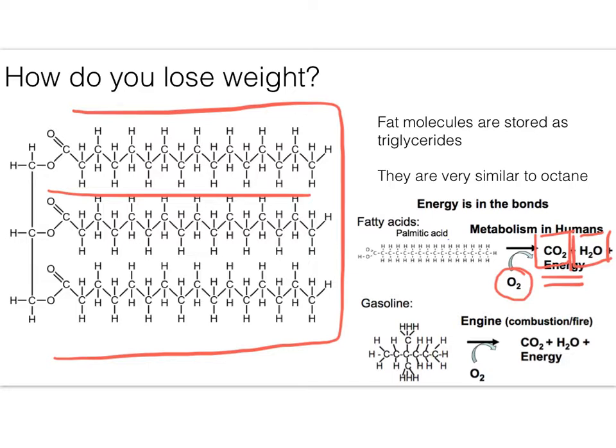You'll also notice below that the structure of palmitic acid looks very similar to the structure of gasoline, or even methane. And so once again, an engine is doing the exact same transformation. It's taking O2 and it's burning it to form CO2 and water, and you get out energy. So you and an engine are doing chemically very, very similar chemistry.